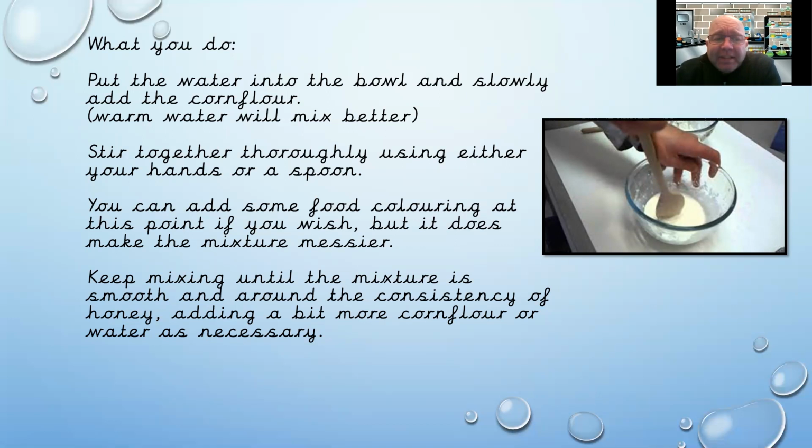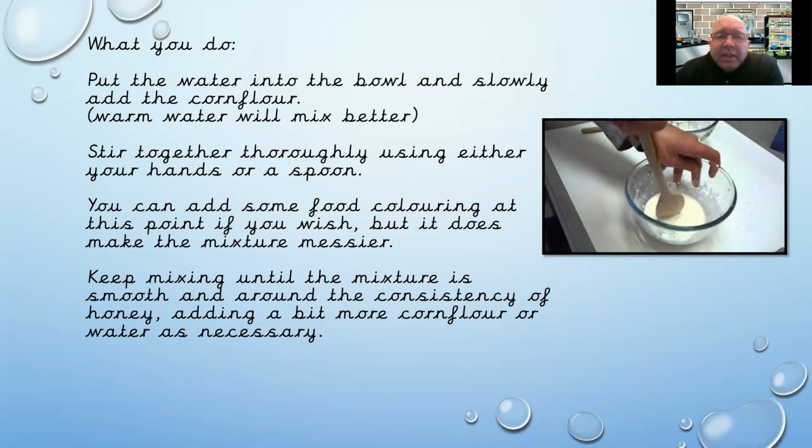Now you just keep on mixing that until it's a really, really smooth mix, about the consistency of honey. Okay, so like a really thick liquid. And if you need to add a bit more corn flour or a bit more water to get that nice consistency, then go for it. Okay, but you're trying to create that sort of a thick, smooth liquid, a bit like honey. Once you've got that, it's time to have a play with it.